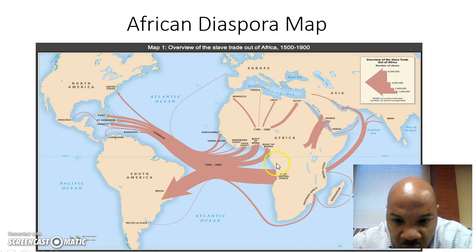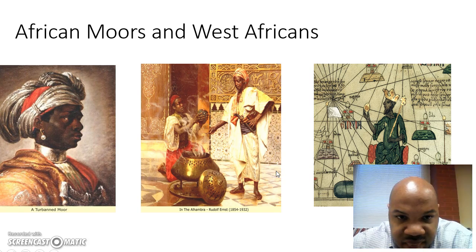And you begin to see that all this from West Africa, Senegambia, Sierra Leone, the Western Coast, the majority of people are going to Brazil, going to the Caribbean, and going to what is now known as the United States. This is the African diaspora map. Okay?